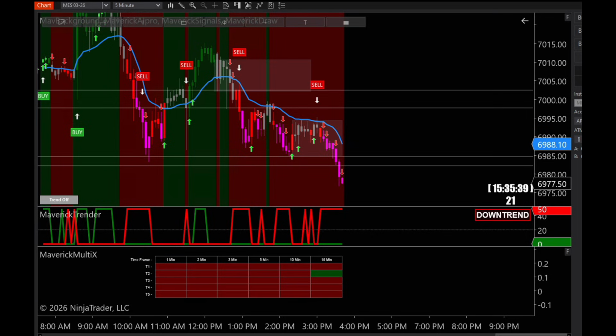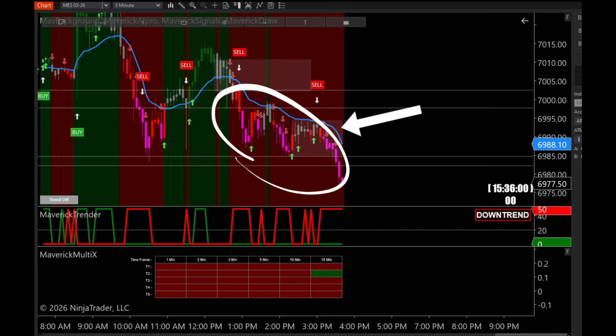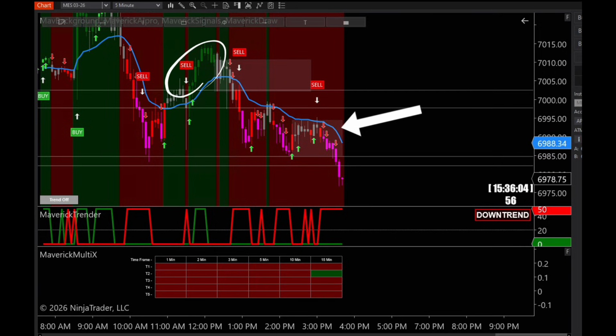First off, the Maverick AI Pro is going to color the background of your charts to the trend. Right here we have a red background. On top of that, we have something called the Maverick Guide. See this blue line that's going all around here? This blue line is the Maverick Guide, and we love to go short when price is below the blue line, and we love to go long when price is above the blue line.